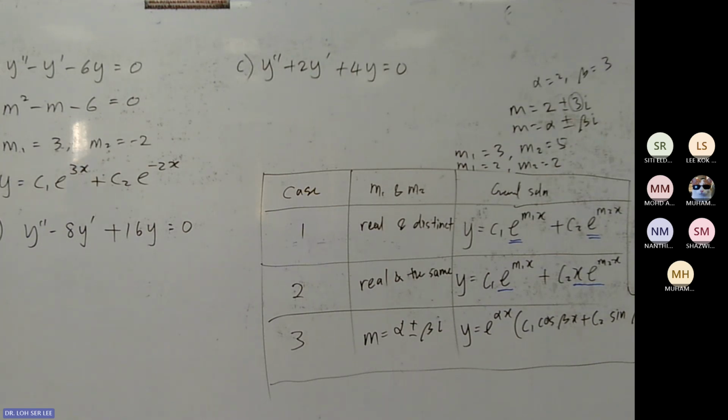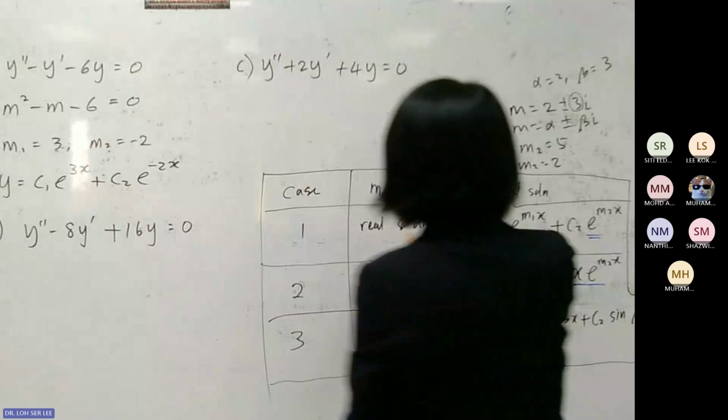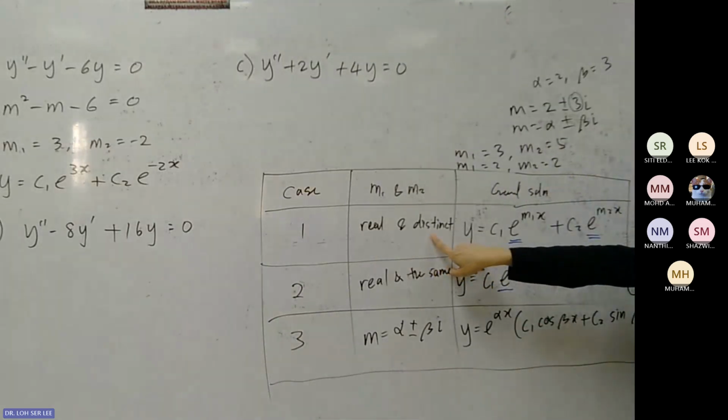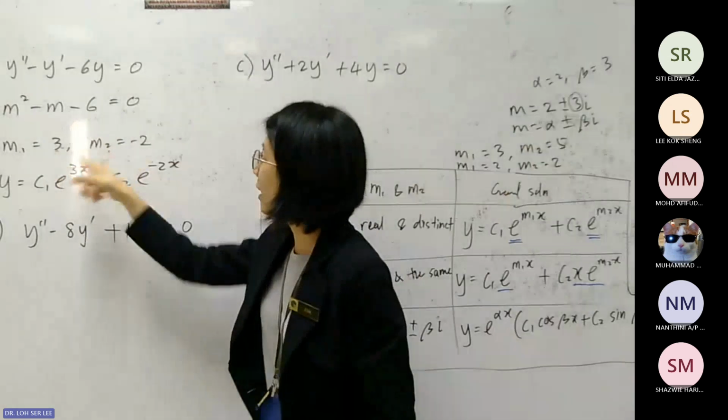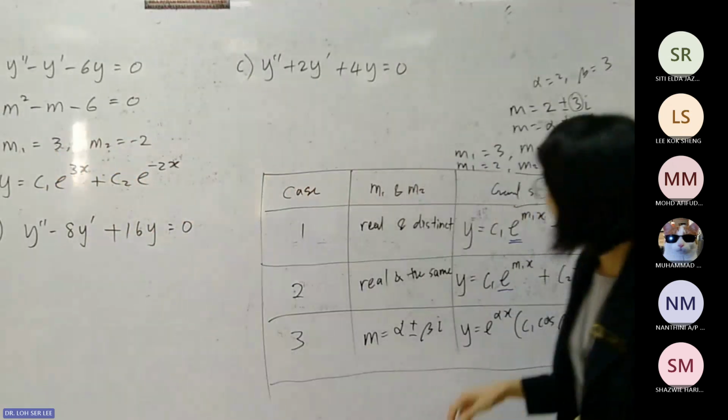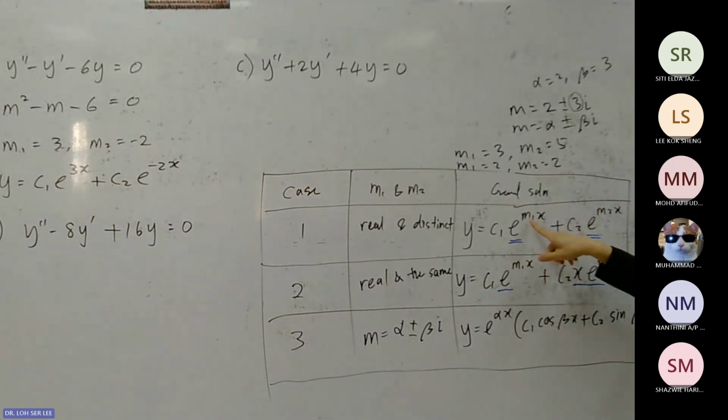This one is which case? Real and distinct. Distinct means not the same. So real and distinct: this is real, no i, and distinct, not the same. So this is the solution. You just substitute your m1 and m2 here.